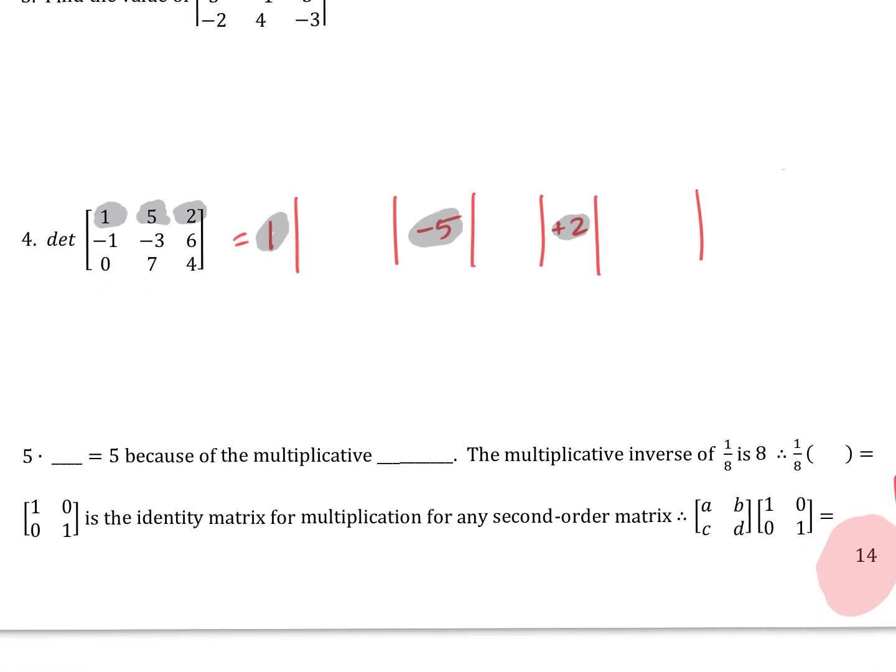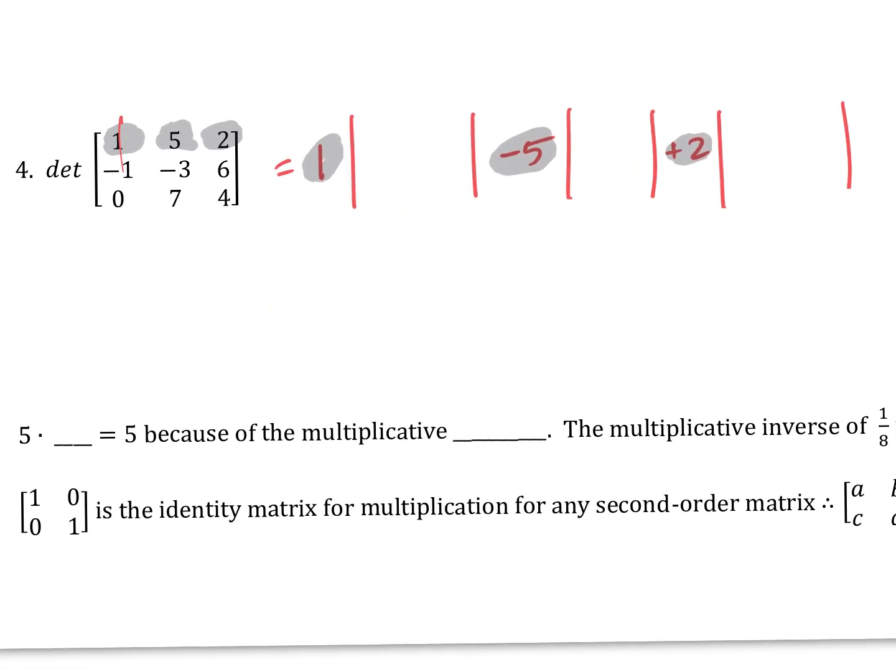Then to figure out what 2 by 2 is left, I'm going to say, all right, if I got rid of A's row and column, I have a -3, 6, 7, and 4. If I got rid of B's row and column, I'd be left with a -1, 6, 0, 4. And if I got rid of C's row and column, I would be left with -1, -3, 0, and 7.